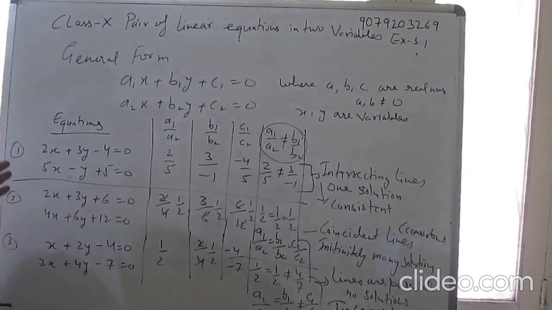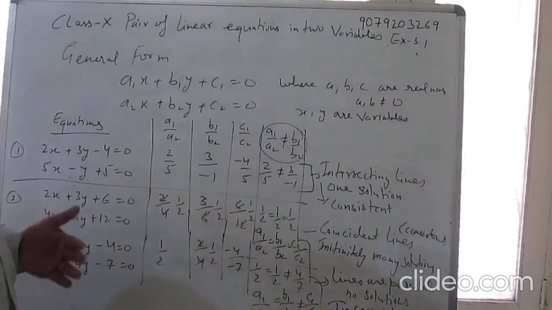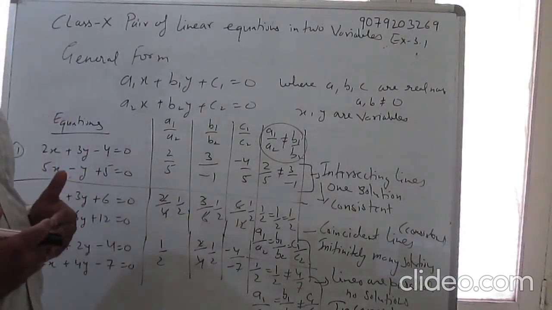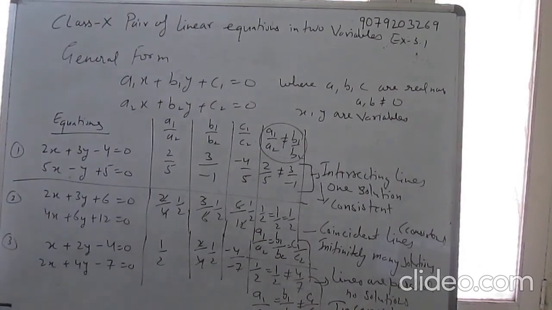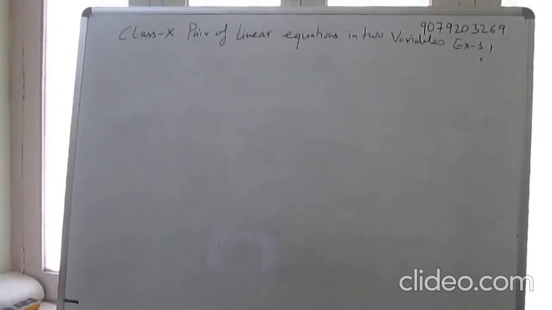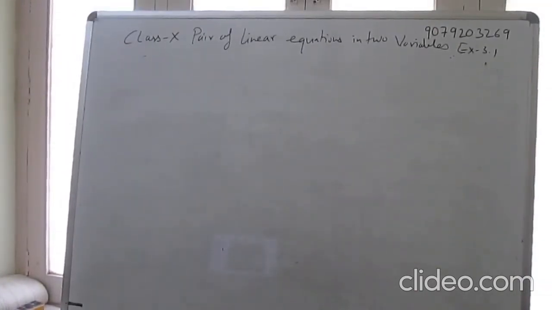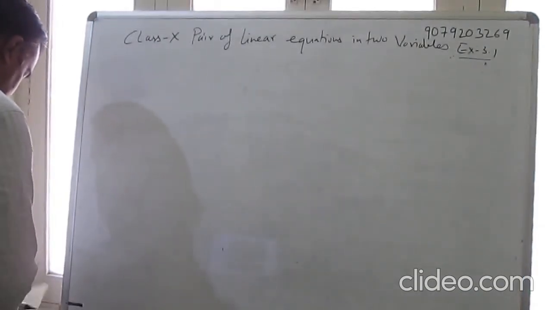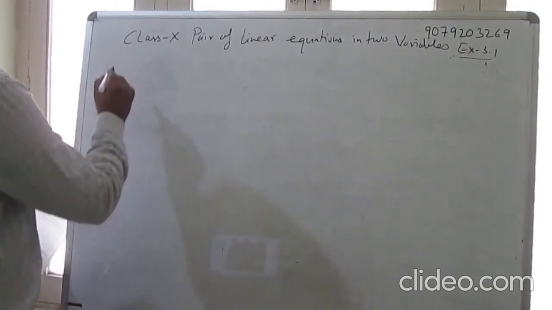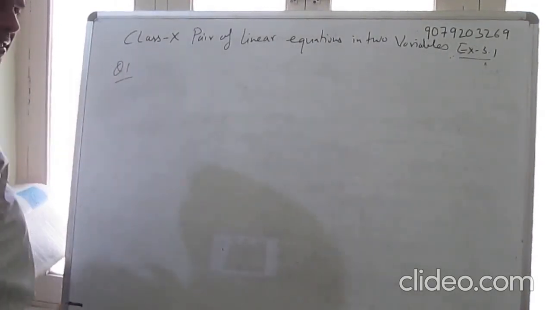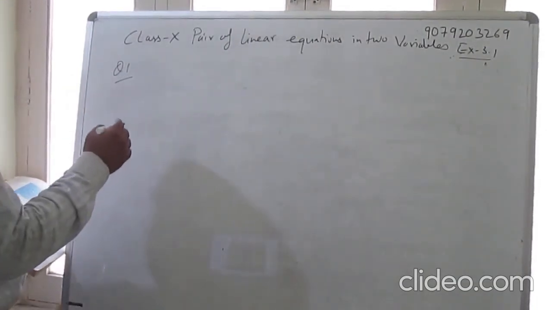Now we will show it graphically in Exercise 3.1. We will start. Question first, 3.1: Aftab tells his daughter, 7 years ago.